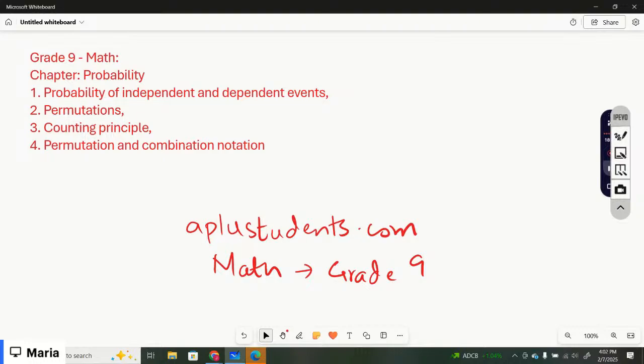The lessons we're going to cover today are probability of independent and dependent events, permutations, counting principles, permutation and combination notations. So please make sure you have your notebook and pencil so that you can note down the important examples and definitions as well.